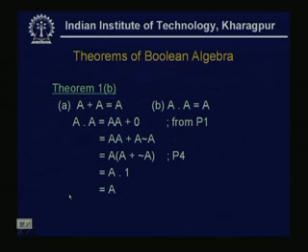Now, if the plus is replaced by dot, A dot A is A dot A plus 0. This is 0, we have defined that additive identity. So, from postulate 1, we have added 0. Now this 0 we can define as A dot negation A, as we just used from postulate 2. Then, if I take A common, A dot (A plus negation A). Now, see, A plus negation A is nothing but 1. So, this is A dot 1 and this is A, because from postulate 1, A dot 1 is A. So, A dot A is nothing but A. So, this is the first theorem of Boolean algebra.